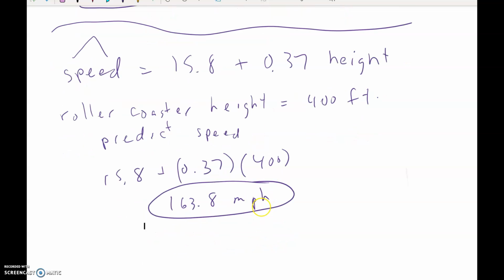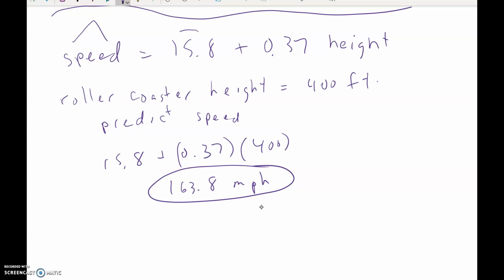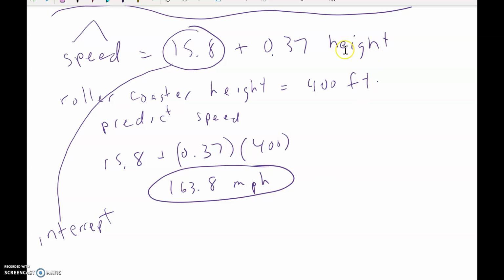Okay, now let's talk about these numbers one by one. The 15.8. So that's called the intercept. And it's called the intercept because that's if the height equaled 0. If there was no height at all to the roller coaster, then anything times 0 is 0. The 0.37 times 0 would go away, and you're left with just the 15.8. That's called the intercept. It's just whenever the explanatory variable equals 0, whatever the explanatory variable is. That's just called the intercept in statistics. It's technically the y-intercept or the speed intercept, but usually we just say intercept.